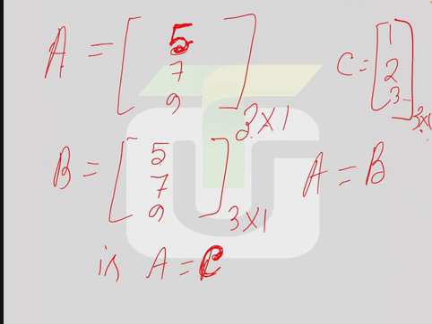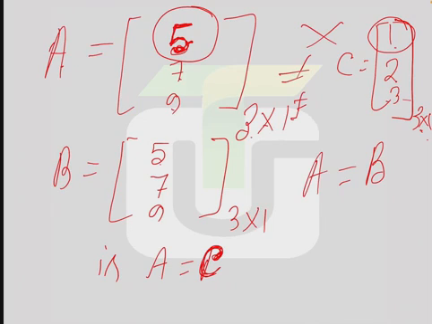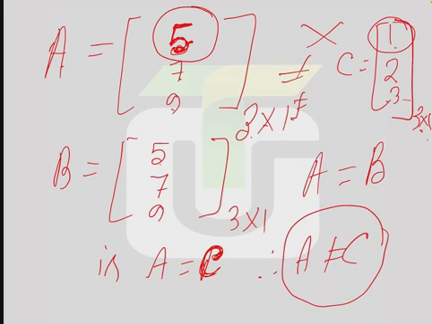But the second criteria is what? Corresponding elements should be equal, right? But here you see, this is 5 and this is 1, not equal. This is 7, this is 2, not equal. 9, 3, not equal. So therefore A is not equal to C, because the corresponding elements are not equal. That means criteria 2 is not satisfied, right? So therefore we can't say that A is equal to C. Okay, that means A is not equal to C, but A is equal to B. Clear? Okay.